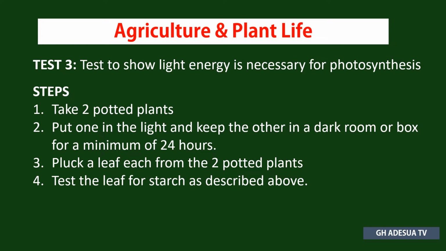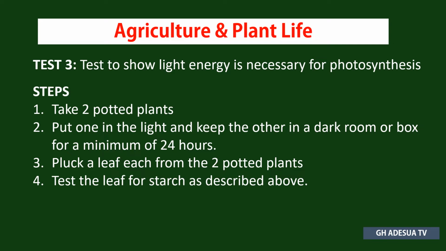So let's go through it. Our first step is to take two potted plants, so two plants that are already in pots. You can decide to plant them yourself or they may already exist in pots. Now you put one in the light and keep the other in a dark room or a box for a minimum of 24 hours. So when you start this morning, you'd be picking up your plants the next day. For 24 hours, one will stay in light, one will stay in darkness.